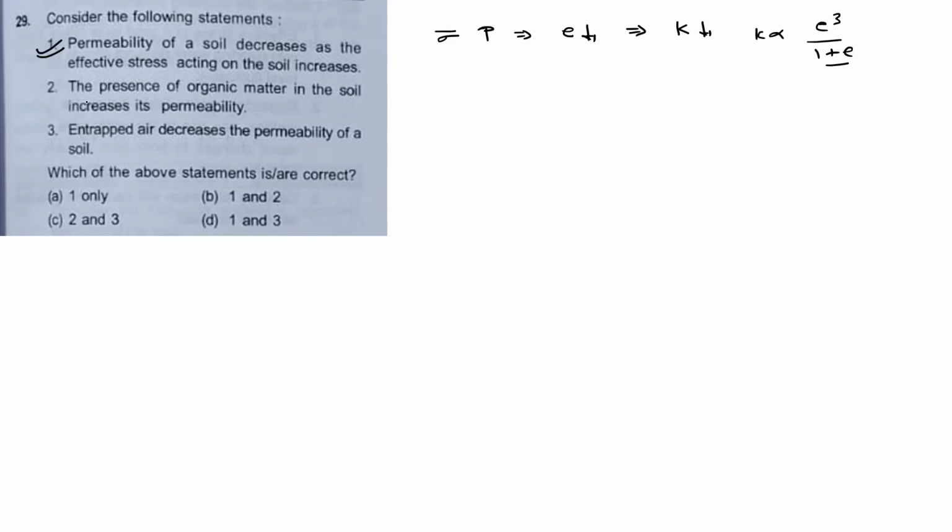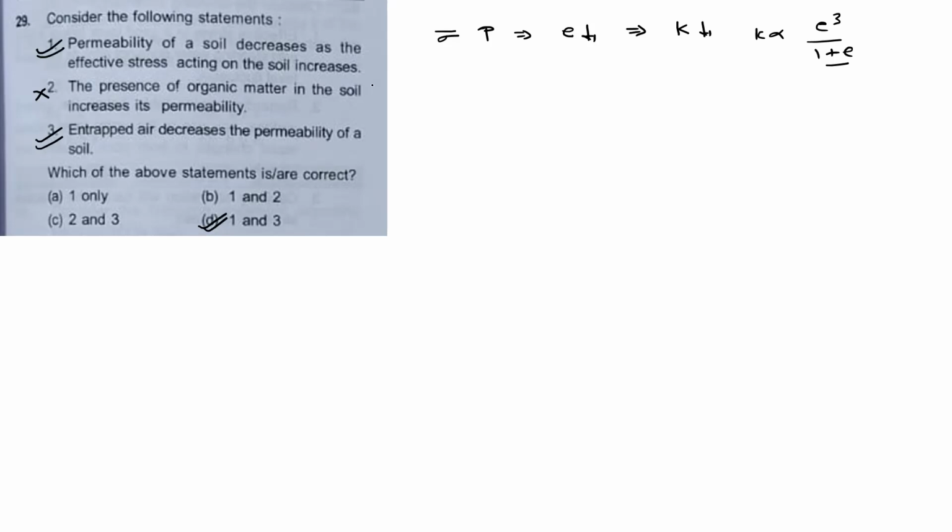Statement 2: the presence of organic matter in the soil increases the permeability. This is wrong. I explained this in the earlier question. So statement 2 is wrong. Statement 3: entrapped air decreases the permeability of soil. Yes, this statement is correct. I have already explained in question number 28. So statements 1 and 3 are correct. So option number D is correct.